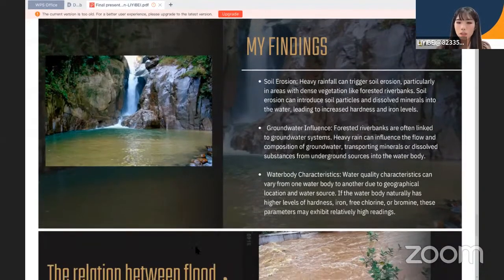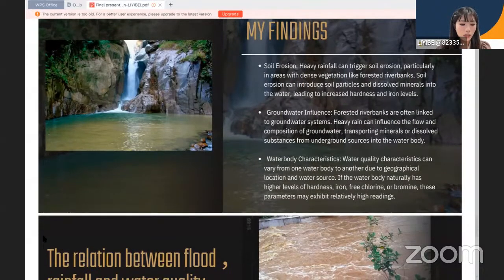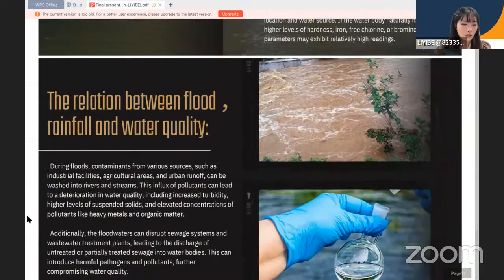And groundwater influenced by heavy rain can transport minerals and dissolved substances from underground sources into the water body. Moreover, natural water bodies may inherently have higher levels of this parameter due to their geographical location. So my finding is that there exists a clear connection between flooding, rainfall, and water quality.